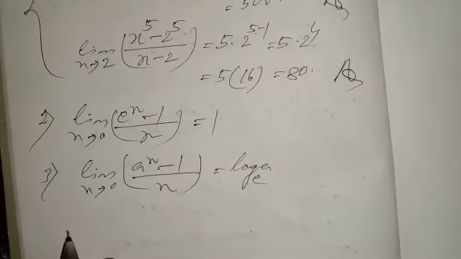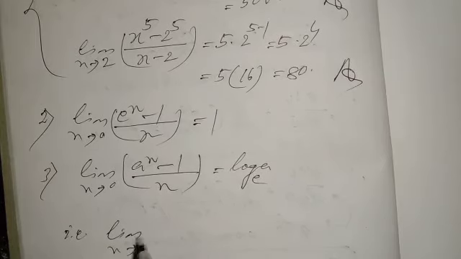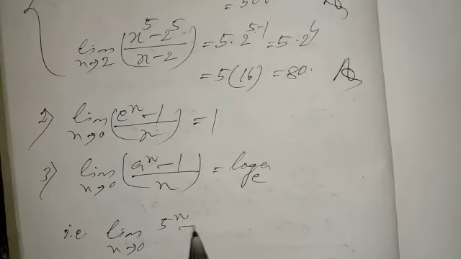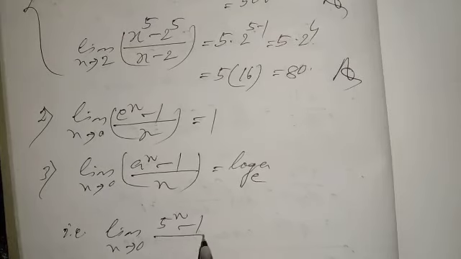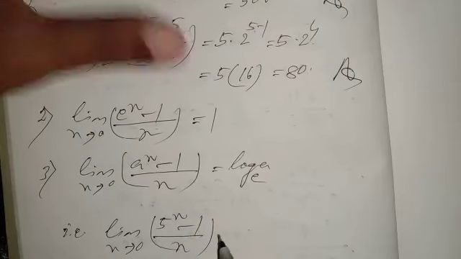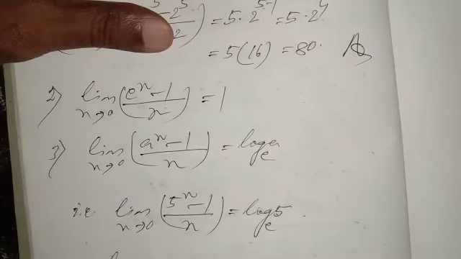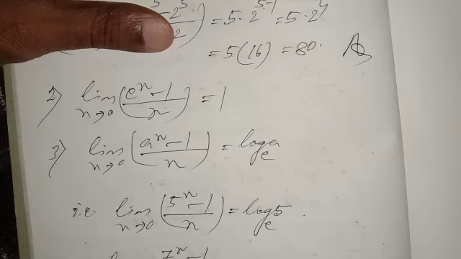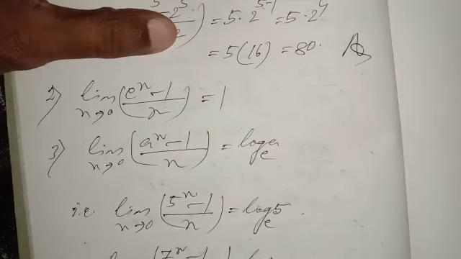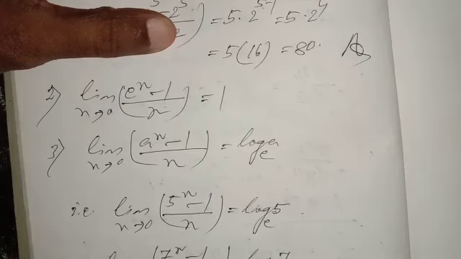For example, limit x tends to 0, (5 to the power x minus 1) by x. The answer is log 5 base e. Limit x tends to 0, (7 to the power x minus 1) by x. The answer will be log 7 base e.